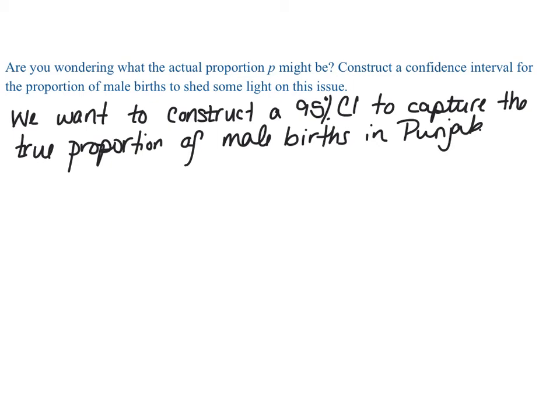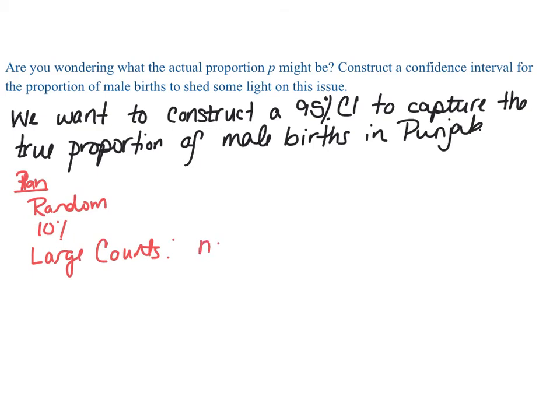And then in my plan, this is where I address my conditions. I'm not going to go through all of my conditions again because they are identical to my previous one. So random, I'm not going to address. My 10%, the only difference would be in my large counts condition. Okay, so in the large counts condition, we don't know the value of P, it's what we're trying to find.